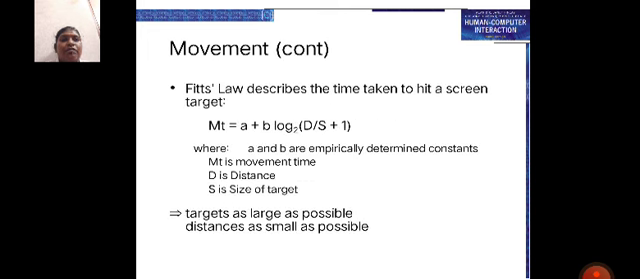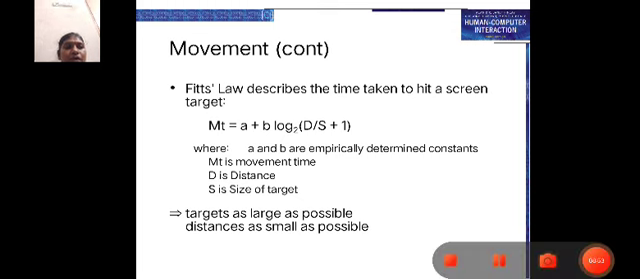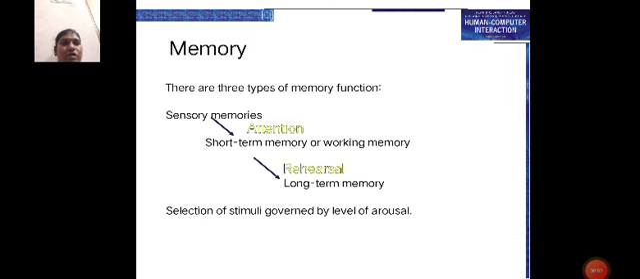So in terms of movement, we state a law, that is Fitts' law, which describes the time taken to hit a screen target: MT equals a plus b log2 of (D over S plus 1). Here, a and b are empirically determined constants. MT is the movement time, D denotes the distance, and S is the size of the target. So movement is faster as long as the target is large and the distance is small.